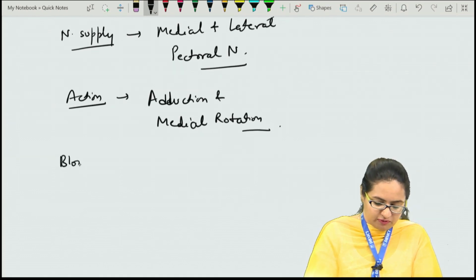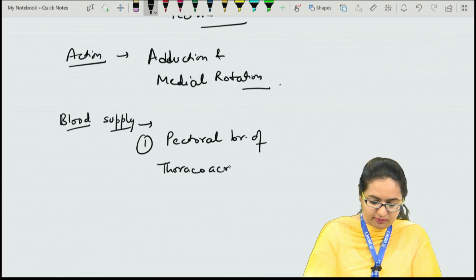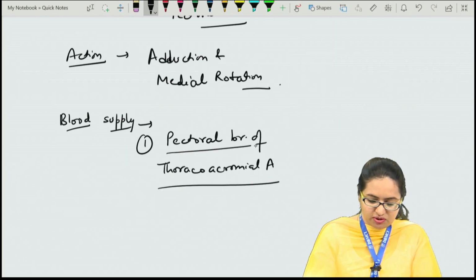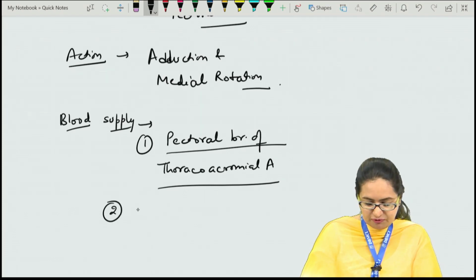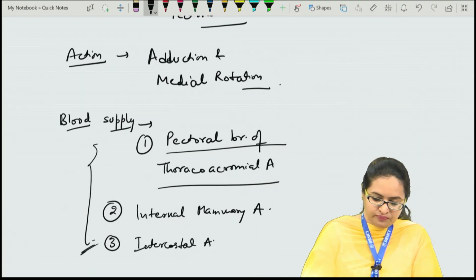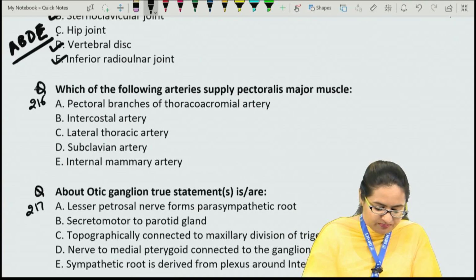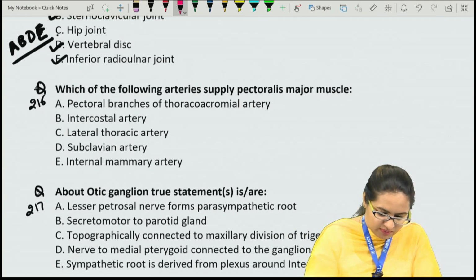Now, when we talk about the blood supply of this muscle, it is mainly supplied by the pectoral branch of the thoracoacromial artery. Apart from this, it is also supplied by perforating branches of the internal mammary artery, or the internal thoracic artery, and by branches of the intercostal artery. Now, coming back to the question regarding the blood supply of the pectoralis major muscle, the answer will include A, B and E.